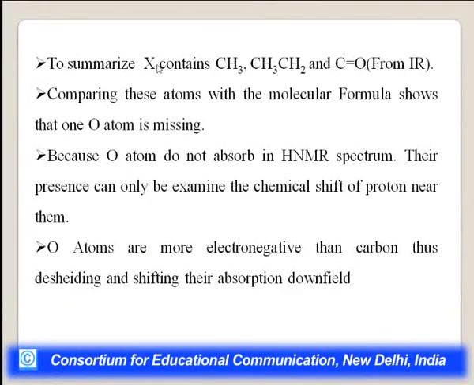To summarize, X contains CH3, CH3CH2, and a carbonyl group also from IR data. Comparing these atoms with the molecular formula shows that one oxygen atom is missing, because we are very much aware that oxygen atoms do not absorb in the proton NMR spectrum. Their presence can only be examined through the chemical shift of protons near them. Oxygen atoms are more electronegative than carbon, as we know from the periodic table, thus de-shielding and shifting their absorption downfield.